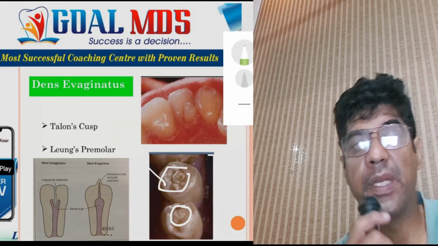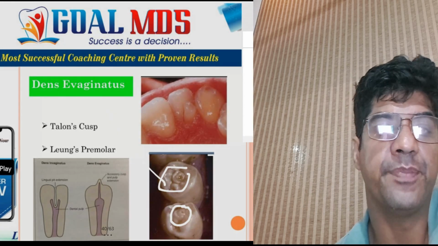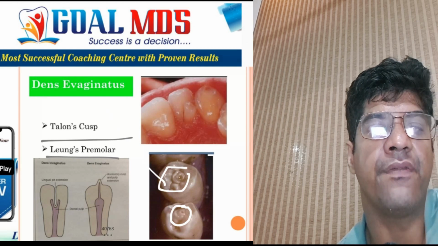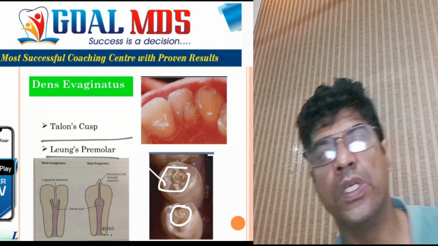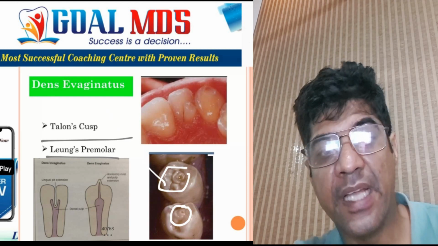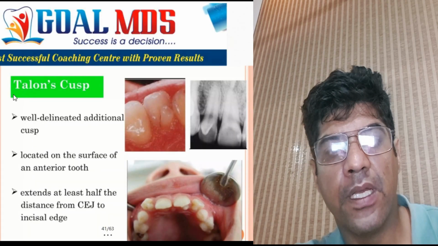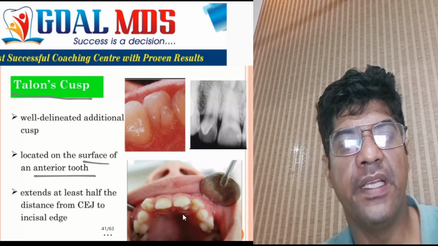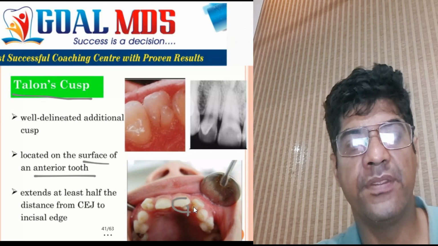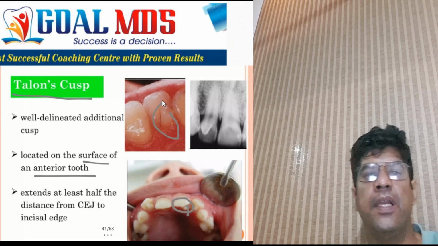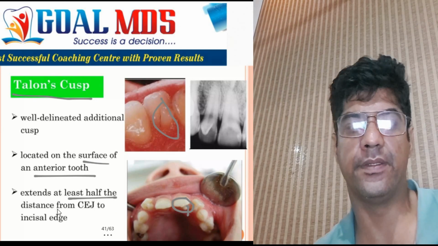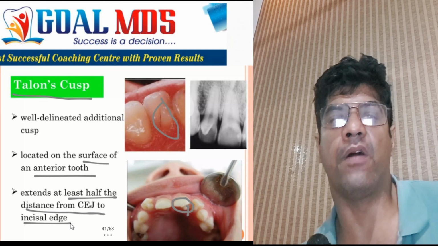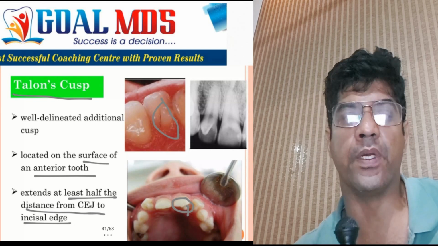Other is the talon cusp. It is a well-defined additional cusp that is located on the surface of the anterior teeth, and it extends at least half of the distance from the cemento-enamel junction to the incisal edge. Talon cusp is like an extra bump on the front teeth. They are found in the permanent teeth, on the front side of teeth, maxillary lateral incisors most common, then central incisors, less commonly seen on the lower front teeth. They look like a three-pointed pattern, kind of resembling an eagle's talon.